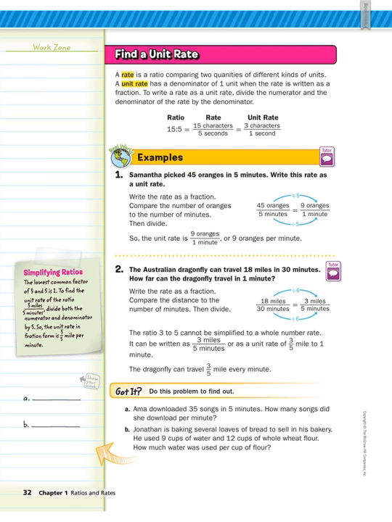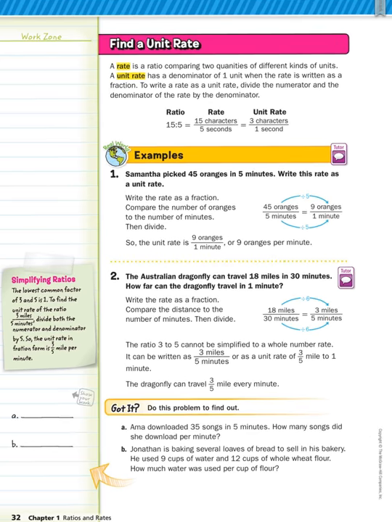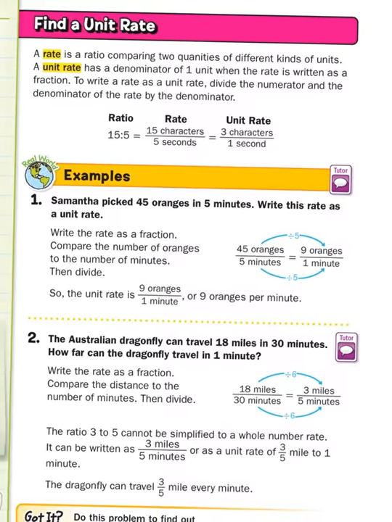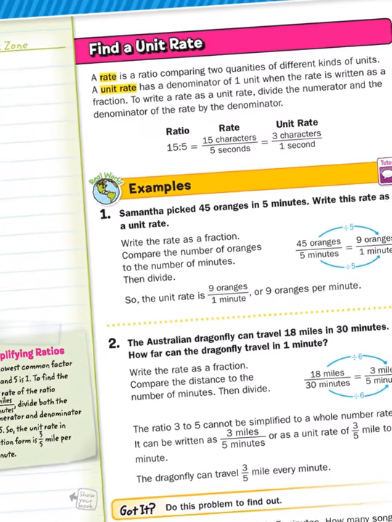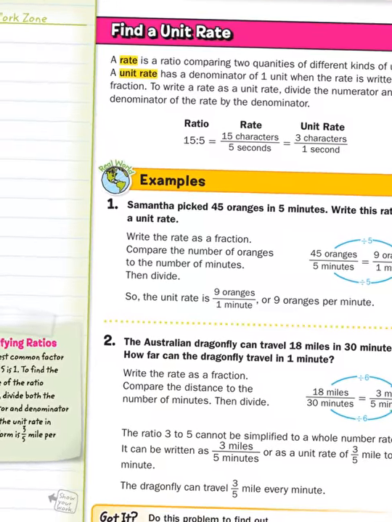Let's start to do some of the examples so you can see what we're doing. So in the first problem, it says, Samantha picked 45 oranges in 5 minutes. Write this rate as a unit rate. Now, I know all the work is done for you here, but I'm actually going to do it so you can see how they got their answer. If you're finding unit rates, this is kind of what you do. You write them as fractions.